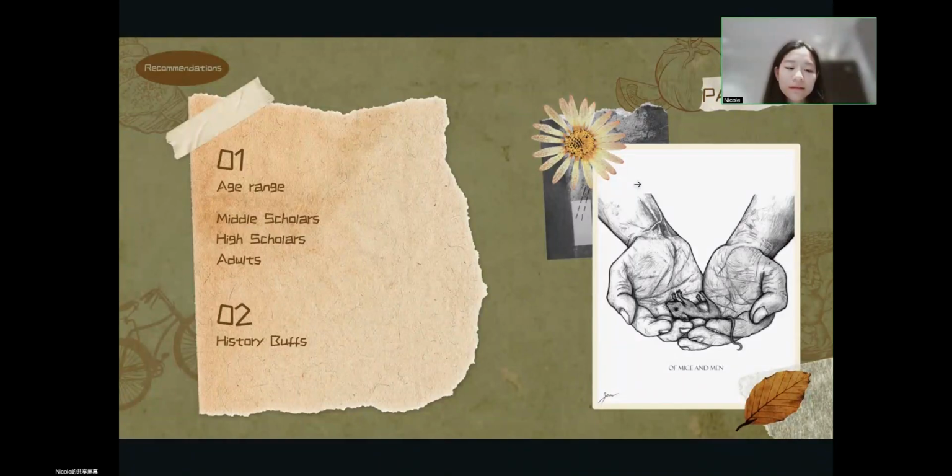And I think history buffs may also be interested in this book because the setting of the Great Depression reveals the social phenomena at that time and can reflect the situation realistically.